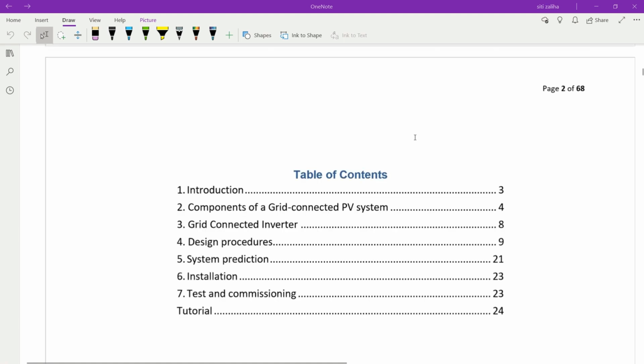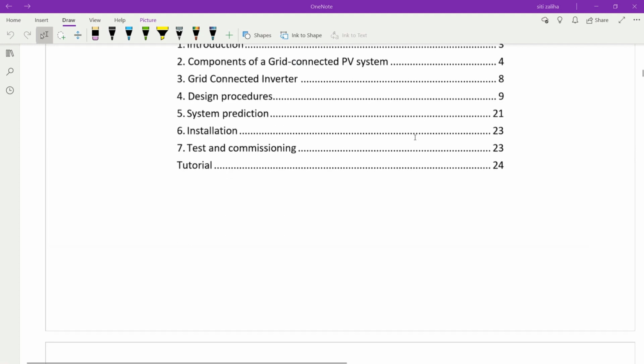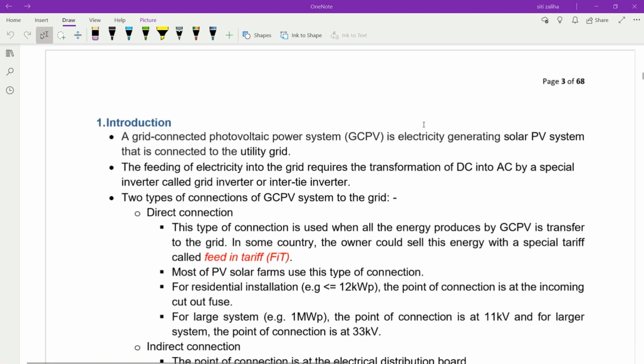Today we continue a new chapter, Grid-connected Photovoltaic Power System. Table of contents. We start with number 1, introduction. Number 2, components of a grid-connected PV system. Number 3, grid-connected inverter. Number 4, design procedures. Number 5, system prediction. Number 6, installation. Number 7 is TNC, test and commissioning. In here, I already wrote down all the information that I want to say.